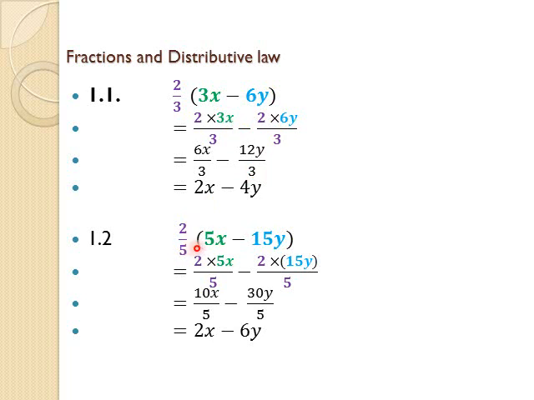Look at the second one. It's going to become 5x times 2 over 5. Negative times positive stays negative. 15y times 2. Right, 5 times 2 gives me 10x. 10x divided by 5 gives me 2x. 2 times 15y gives me 30y. 30y divided by 5 gives me negative 6y. So that's the basics with distributive law.